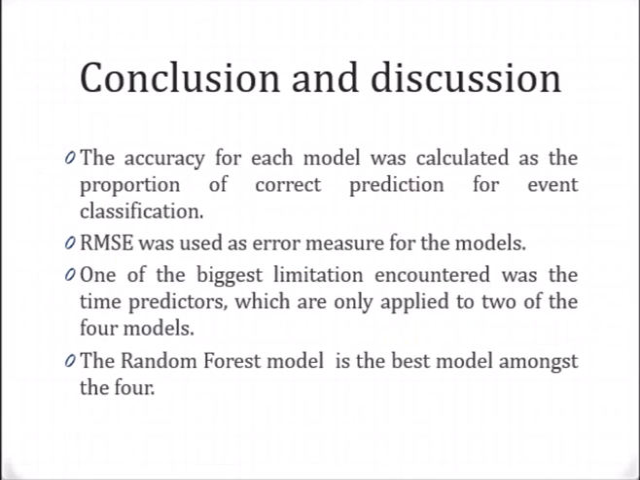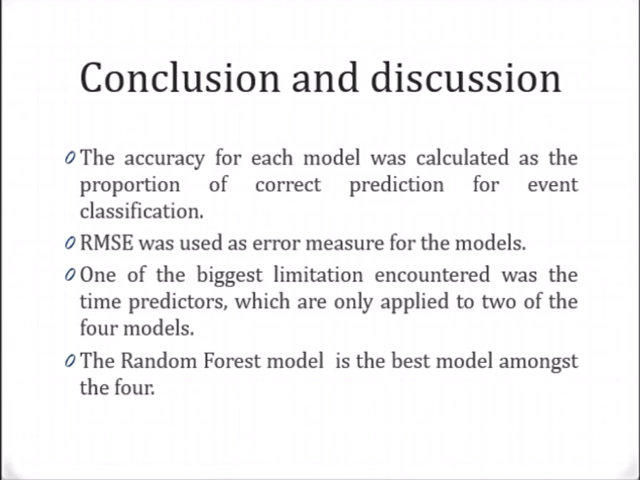The accuracy for each model was calculated as the number of correctly predicted values over the number of total predicted values, or in other words, the proportion of correct predictions for event classification. RMSE was used as the error measure for the models. This kind of measure is ideal in this situation as it measures the square root of the residual variance. By taking the root of the MSE, the RMSE has the same measure unit, showing how close our predictions were to the observed real values in a very intuitive and easy to understand way.